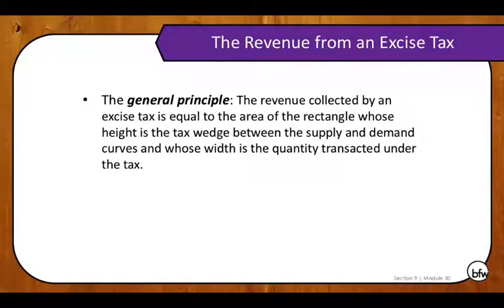So here is the general principle. The revenue collected by an excise tax is equal to the area of the rectangle whose height is the tax wedge between the supply and demand curves and whose width is the quantity transacted under the tax. This is something that you should be able to do. On the AP exam, you may be asked to calculate the amount of an excise tax. You may be asked to draw a graph like the one you just saw and to shade the area of the excise tax, or that rectangle. So this is something you need to be able to do.